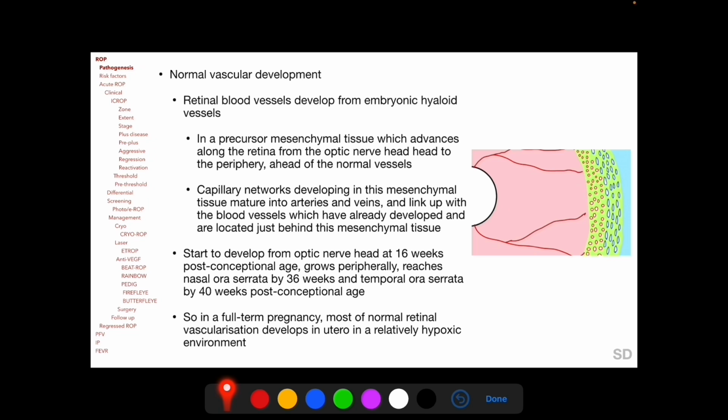Retinal blood vessels start to develop at the optic nerve from the embryonic hyaloid vessels at 16 weeks post-conceptional age, grow peripherally, reach the nasal ora serrata by 36 weeks and the temporal ora serrata by 40 weeks post-conceptional age.